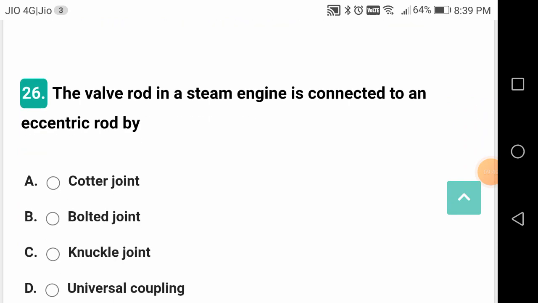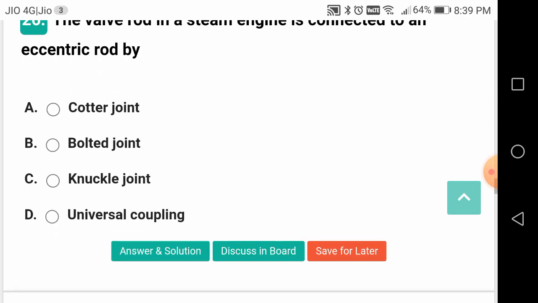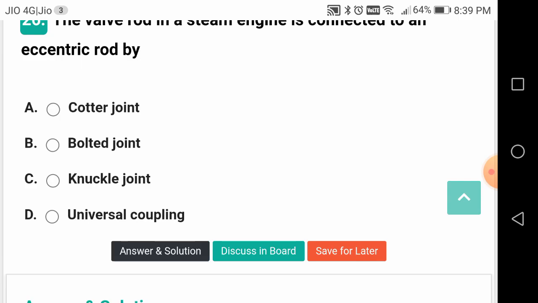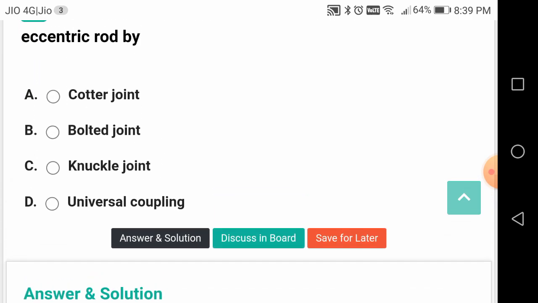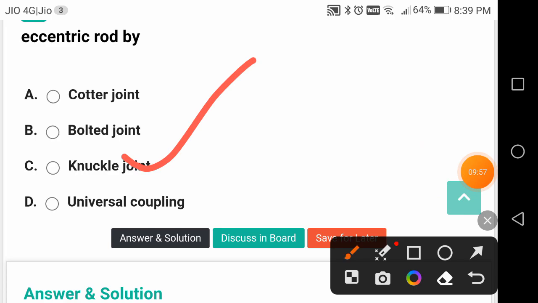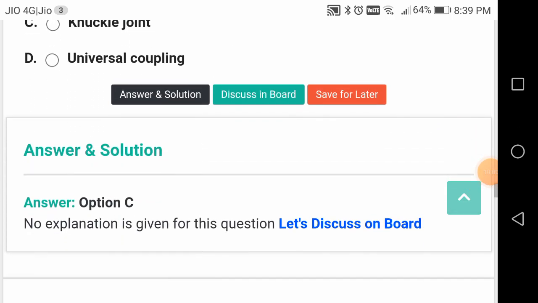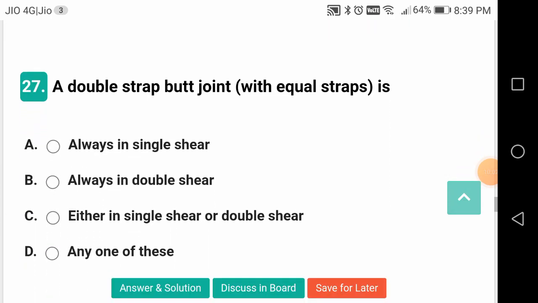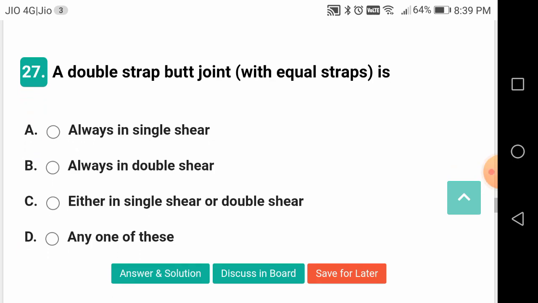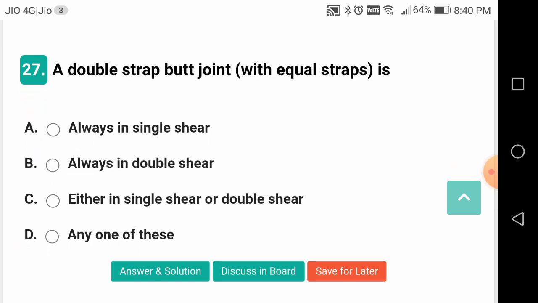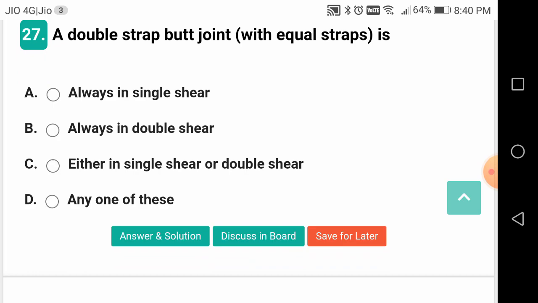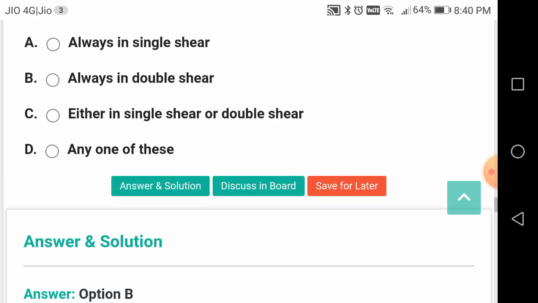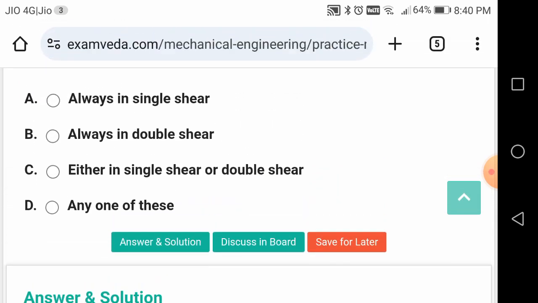The valve rod in a steam engine is connected to the eccentric rod by, this is once again a good question, friends, a knuckle joint. Knuckle joint and cotter joint are very, very important joints. A double strap butt joint, this is once again from the welding fronts, with equal straps. What are its characteristics? It is going to be always in double shear.